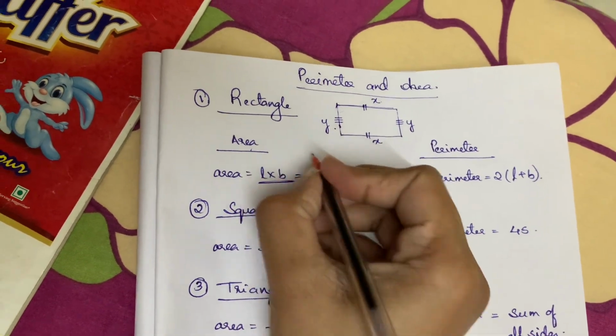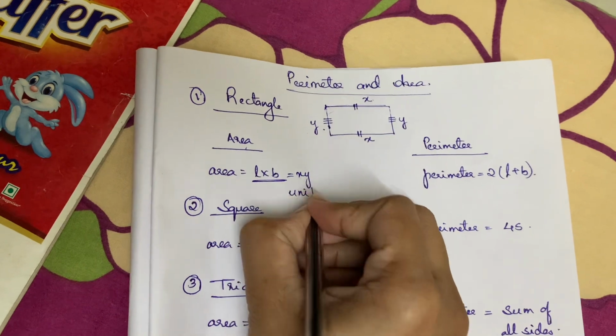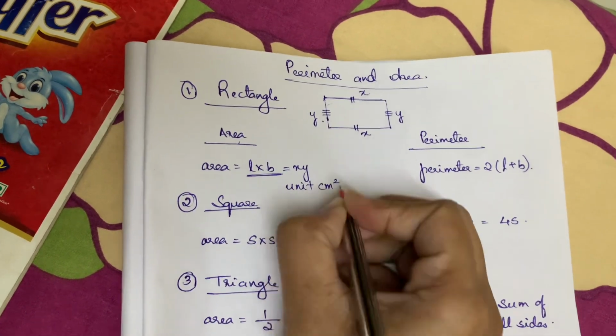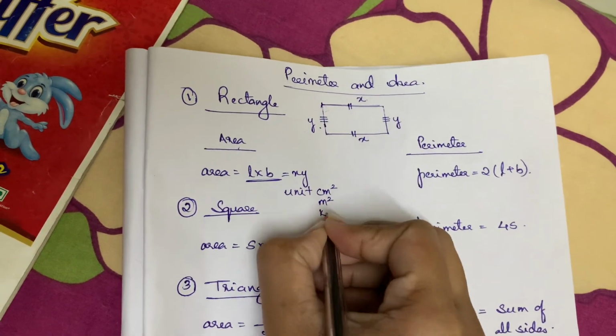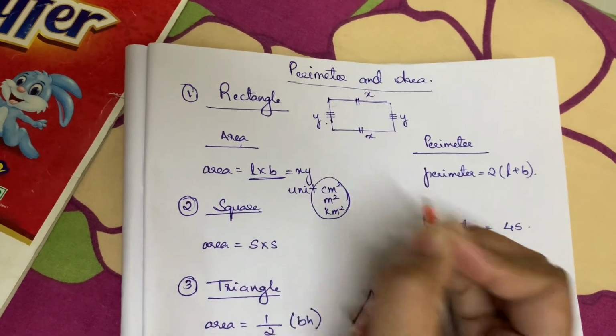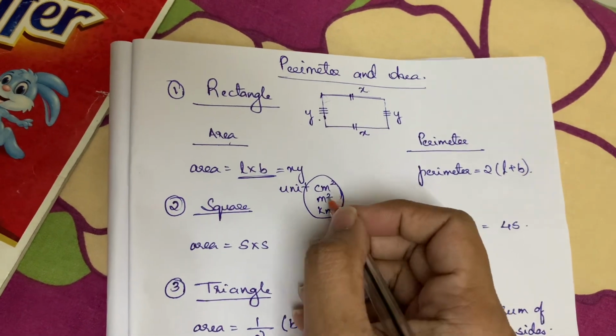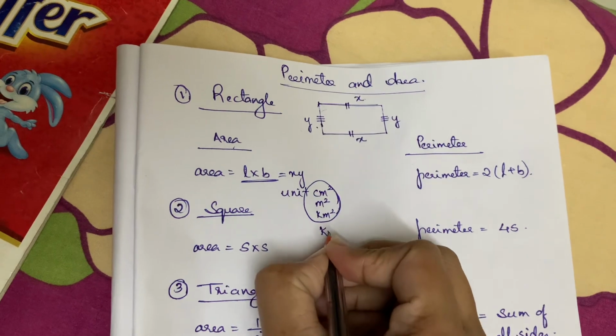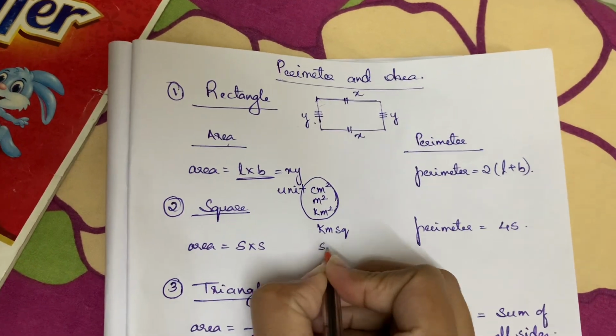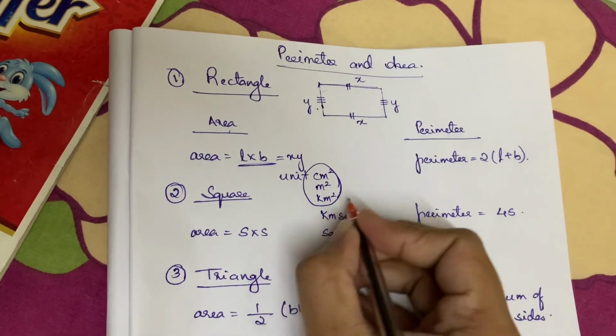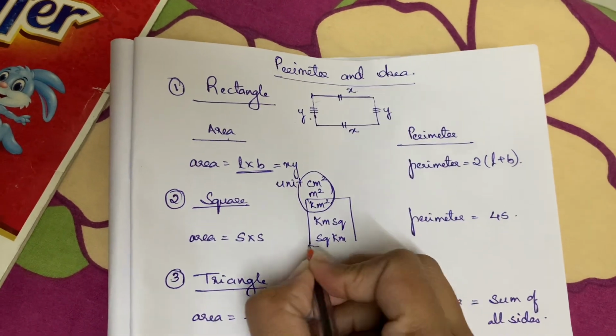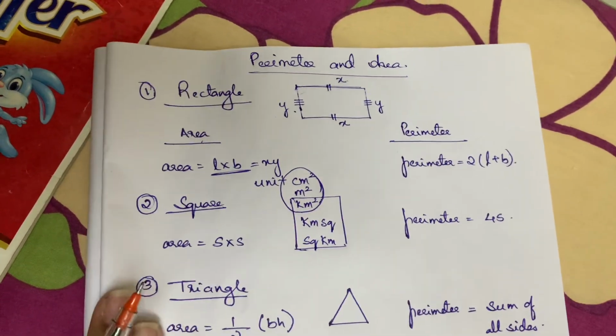And the unit for the area is going to be centimeter square, meter square, kilometer square. These will be the units. It will have a square along with it. If you cannot write square like this, write it like this: kilometer square or square kilometer. Any of these three methods is a correct format to write the units of the area.